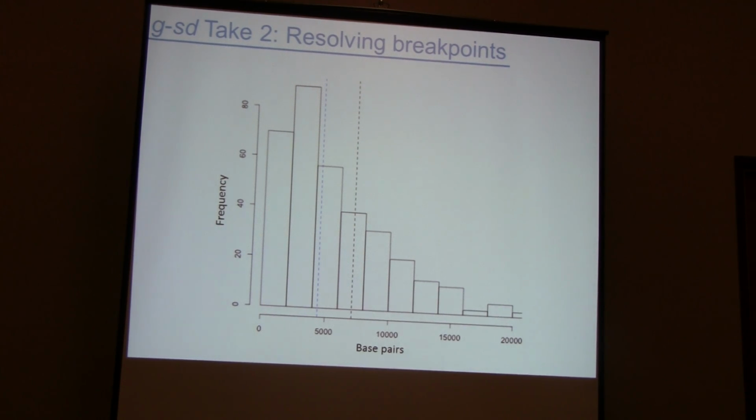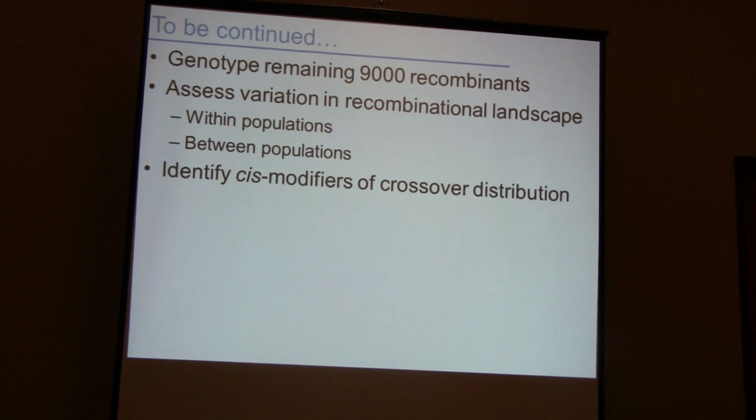So we're actually incredibly happy with how this turned out, and I think that this approach is going to be really effective for making a fine-scale map of this region of the melanogaster X chromosome. So the rest of the story has yet to be written. We need to genotype the remaining 9,000 recombinant males now that we know that our genotyping approach is going to work and is cost-effective, and then we need to develop some new statistical methods for assessing variation in the recombinational landscape, with the question of how much within population variation and between population variation there is. And now my ultimate goal is to identify cis modifiers of crossover distribution in Drosophila, and we can ask the question whether those cis modifiers mediate within population variation in the same way that they mediate between population or between species divergence.